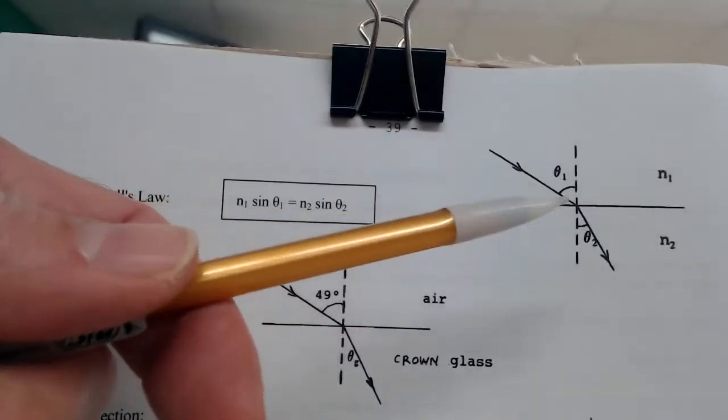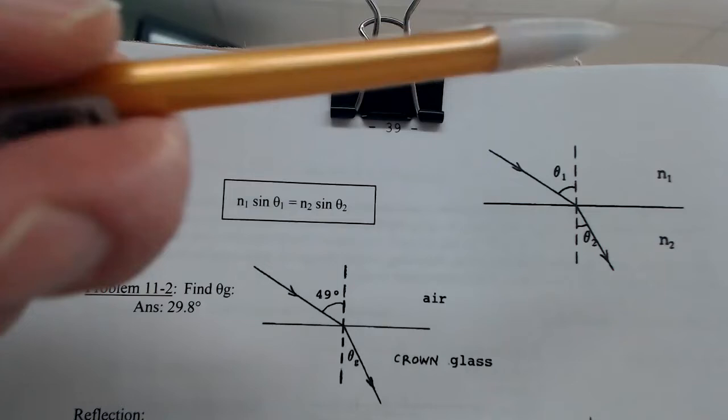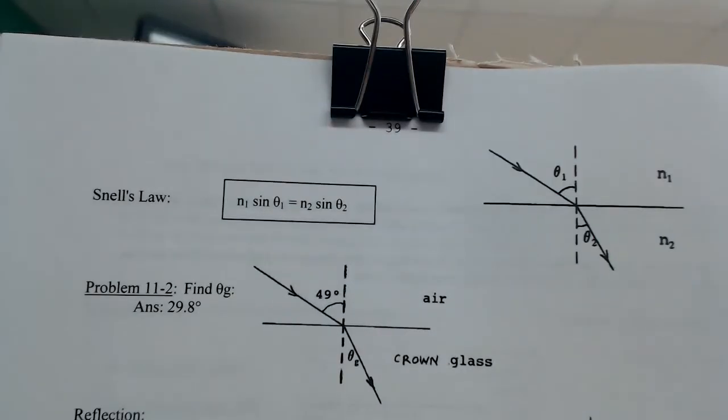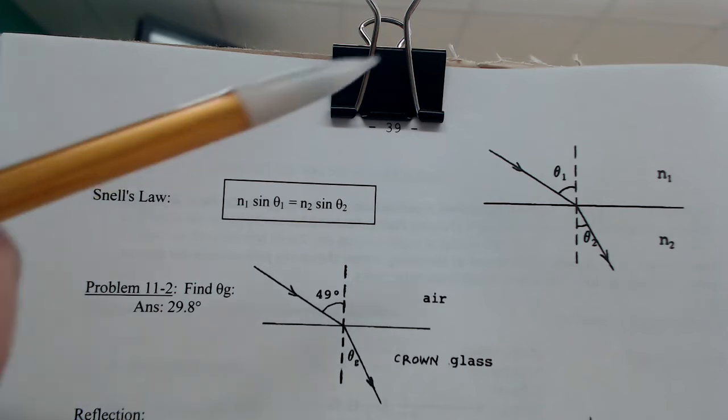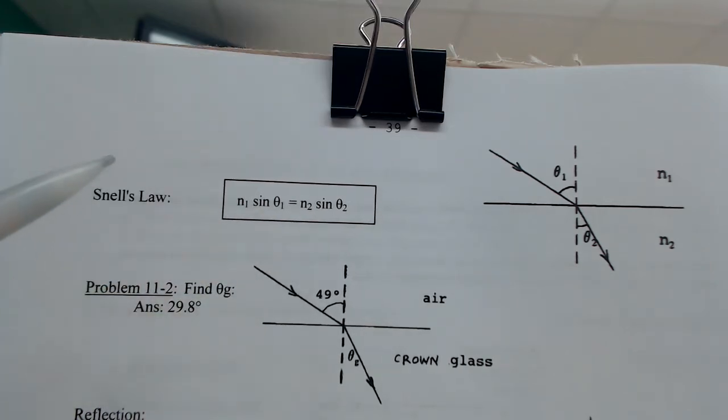This could be a light ray crossing over from air into glass, like on the previous page. Material number one might be air, material number two might be glass, or they might be just about anything else you can imagine. Whatever they are, N1 and N2 are the refractive indices in material number one and material number two. Theta 1 and theta 2 are the angles in those materials.